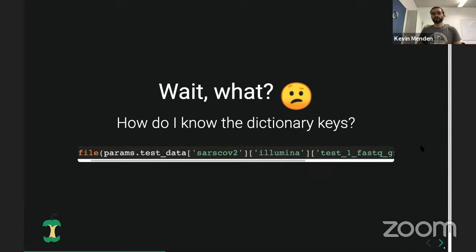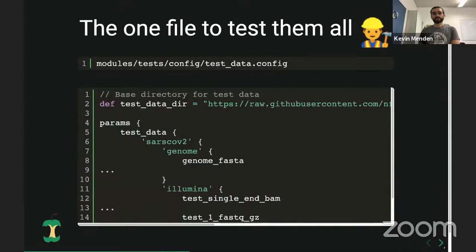You might be wondering, how do you actually know where to get this data from, where to get these keys from, and what files exist there? For this, the most important file is the testdata.config file, which is stored in the tests config and test directory.